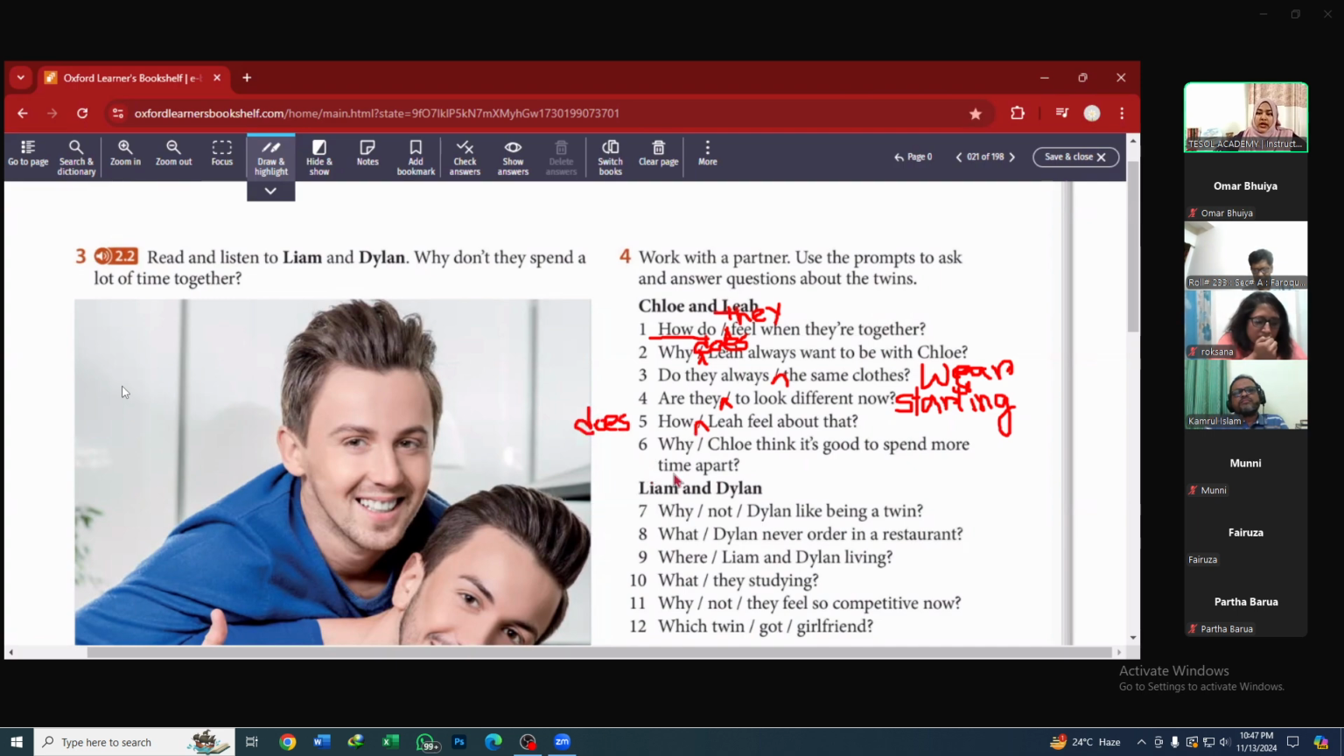Mr. Partho, why does Chloe think it's good to spend more time apart? I think, Chloe, it's good time to spend more time apart. Why think? Sorry. Why does? Does. Good. Excellent. Does. Very good. Ms. Bindu and Mr. Partho, very good. Why does Chloe think it's good to spend more time apart?